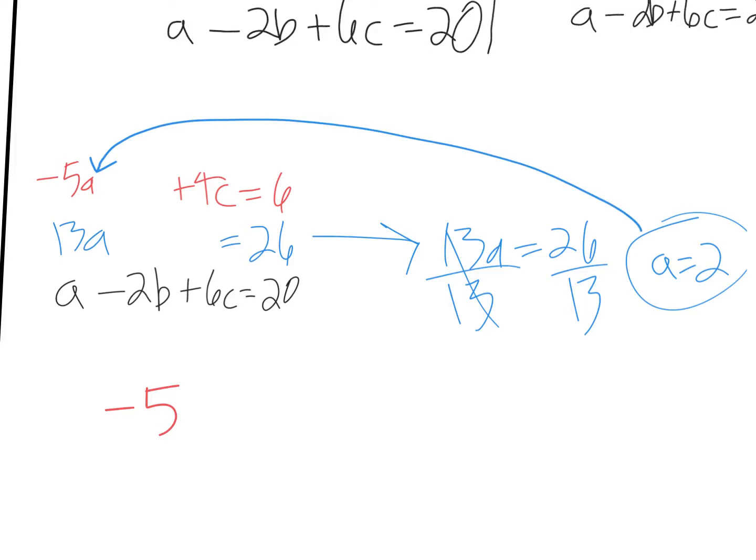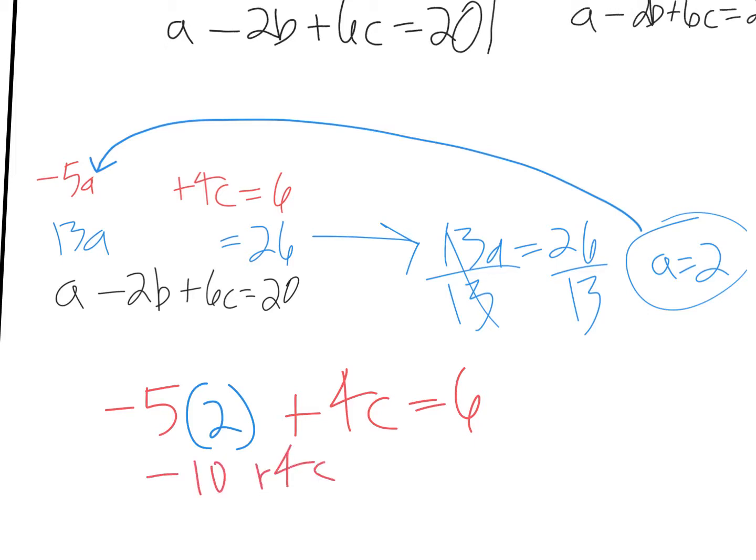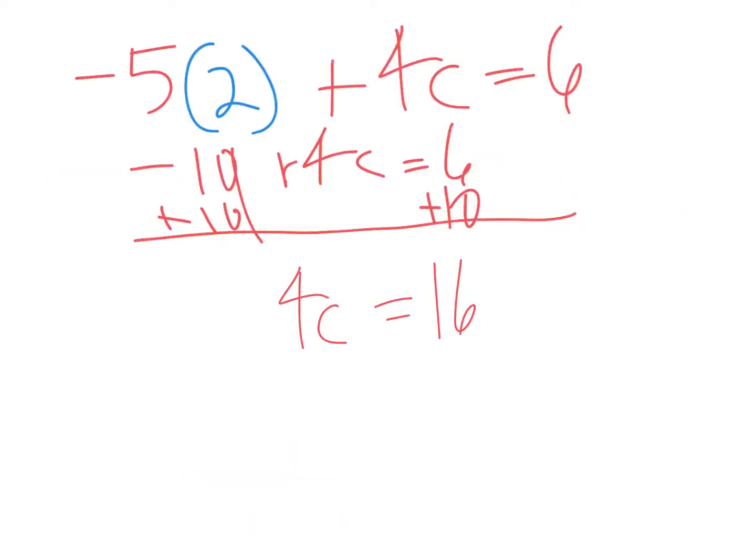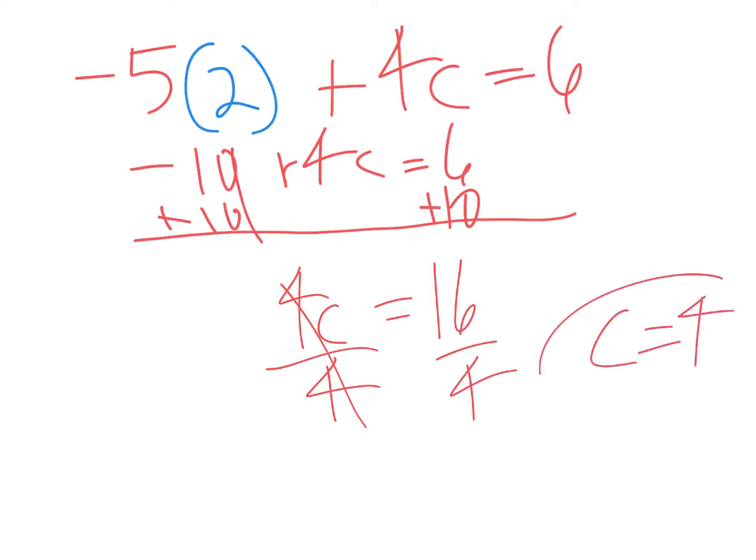I'm going to do negative 5 times 2 plus 4c equals 6. And so negative 5 times 2, that's going to make negative 10. So we have negative 10 plus 4c equals 6. I can add 10 to the other side, and I'll get 16. So I have 4c equal to 16. So I'll divide both sides by 4, and I'll get c equals 4.